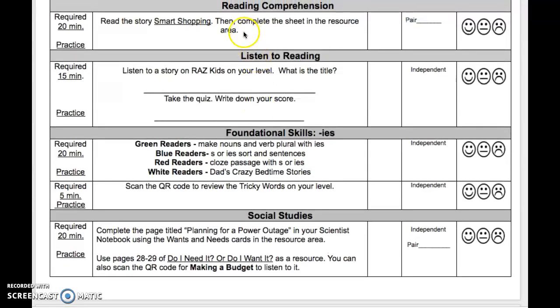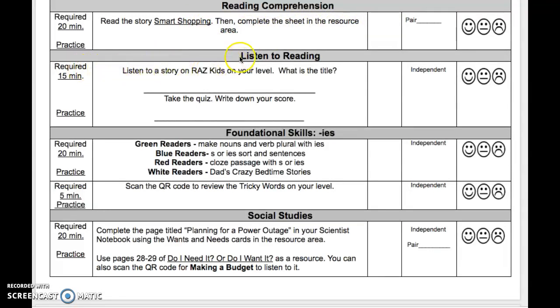The next section is reading comprehension. It is required for 20 minutes and it is practice. Read the story Smart Shopping. Then complete the sheet in the resource area.